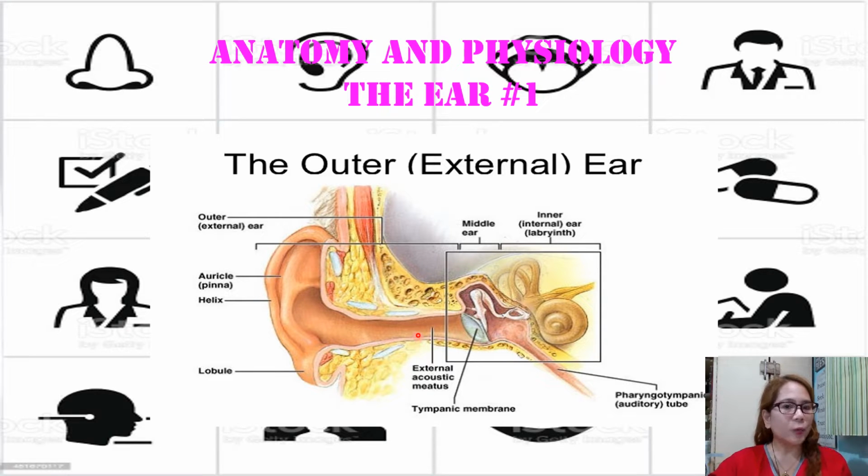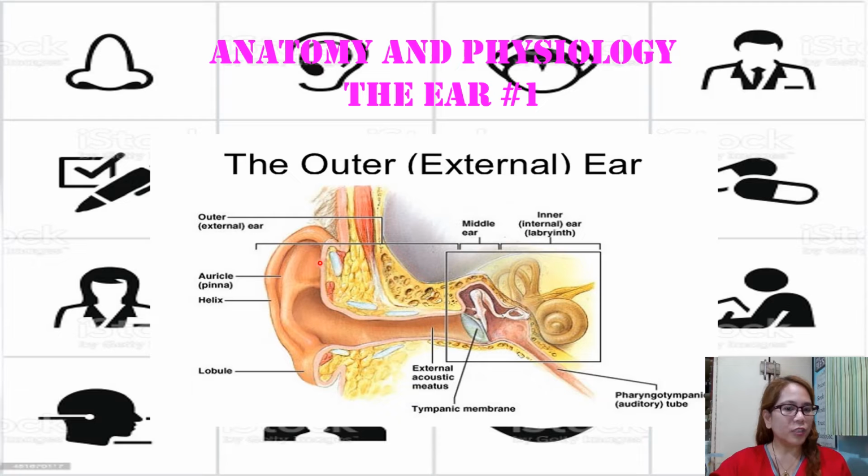Your pinna consists of cartilages and it is covered with skin, and it has a firm elastic consistency. While your external ear canal, the outer two-thirds of this is composed of cartilage, and this is a hairy area and it contains glands that produce cerumen or your earwax. Whereas the inner third of the ear canal is surrounded by bone.